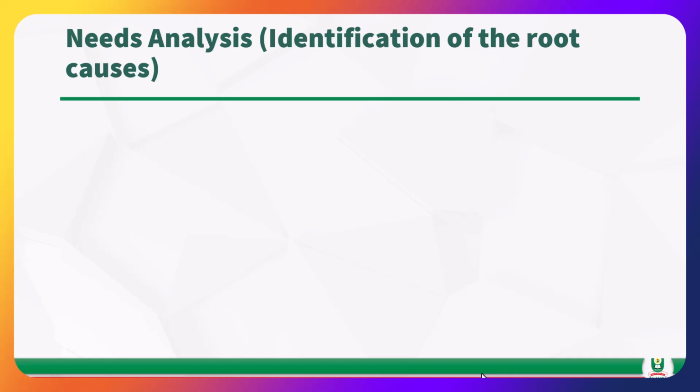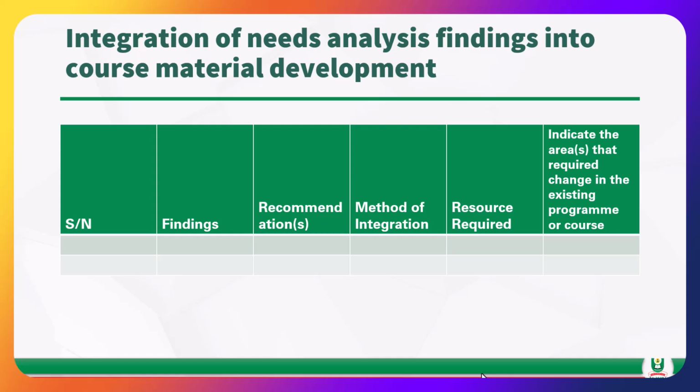Did it occur? This is what you need to find out. Why did it occur? And finding out why it occurred, you'll be able to know where the solution will come. And that will take us to the last part, integration of need analysis findings into course material development. Now you have done need assessment, you have done your need analysis, you now know where the root causes are, and the root causes have helped you to come up with what will likely be the solution. So what do you do?